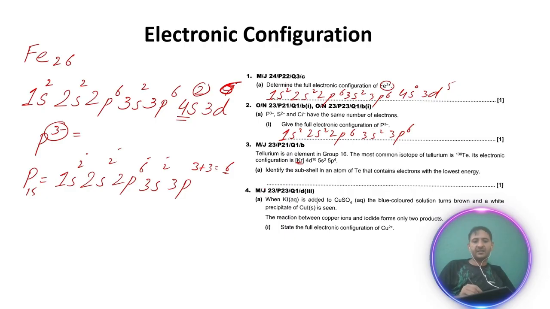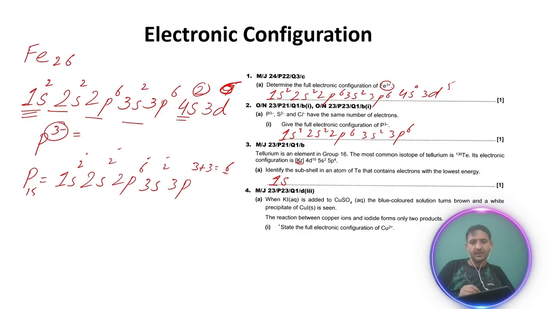Identify the subshell in an atom of tellurium that contains the electron with the lowest energy. So what I told you, this is the lowest energy. The first shell is always the lowest energy, then higher, then higher, then higher. Because we are filling electrons from the lowest energy to highest energy. So 1s, you can write it here. 1s is the lowest possible energy.